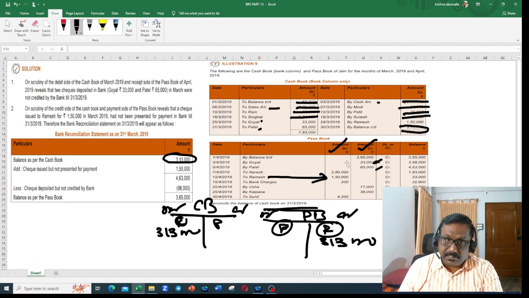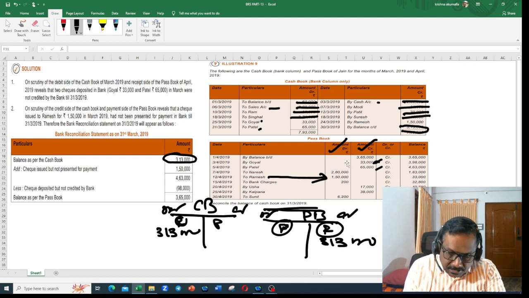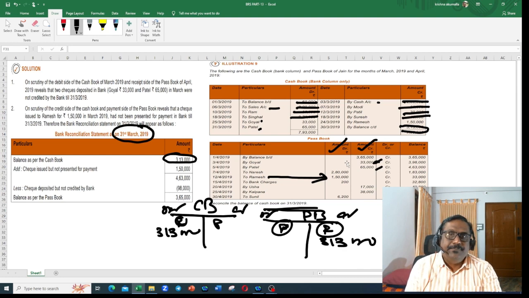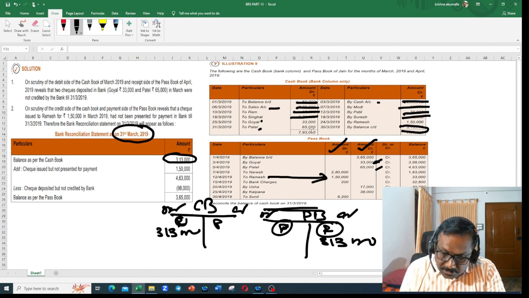Now, checks received from Goyal and Patel in the month of March, but not credited in the passbook in the month of March. They were credited in April, but we are preparing the reconciliation as of 31st March 2019. See here. Before 31st March 2019, these two checks received from Goyal and Patel are not credited by the bank. So we need to consider them here, 33,000 and 65,000.